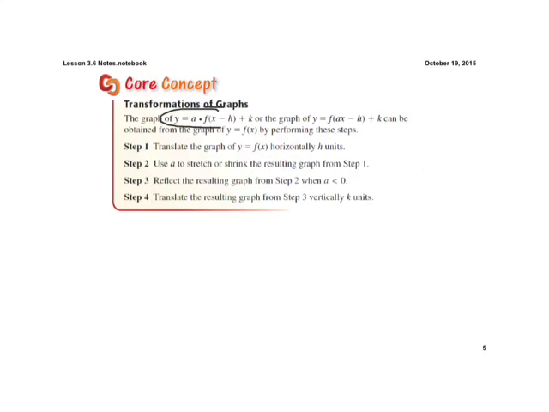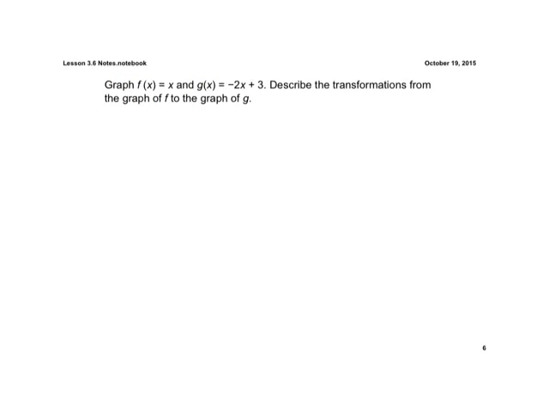The horizontal translations, we're going to look at the h. To see the stretch or shrink, we're going to use a, and to see the reflections, we're going to use if a is positive or negative. And then for the translations vertically, we're going to look for that k.